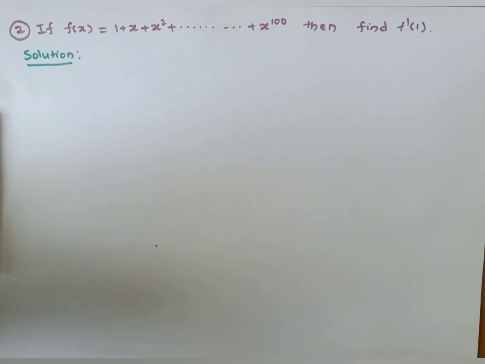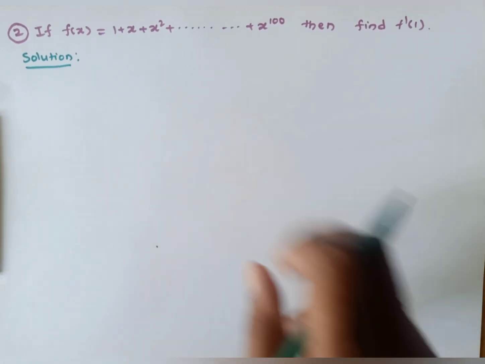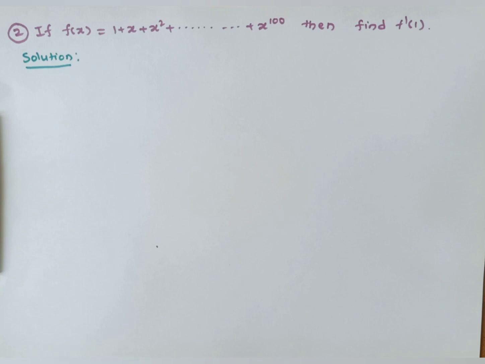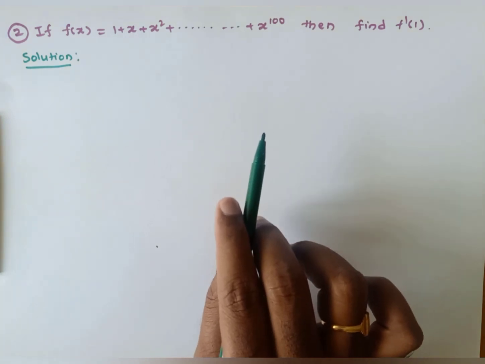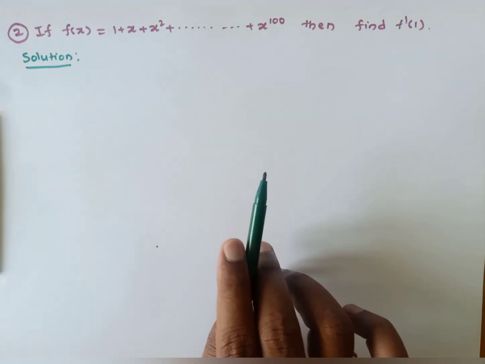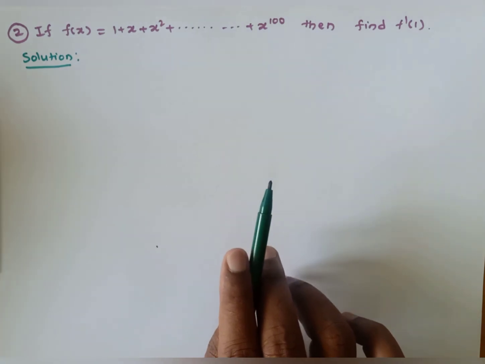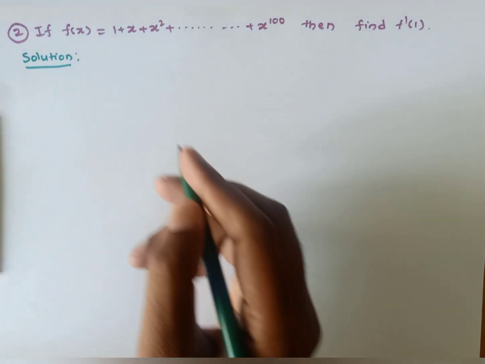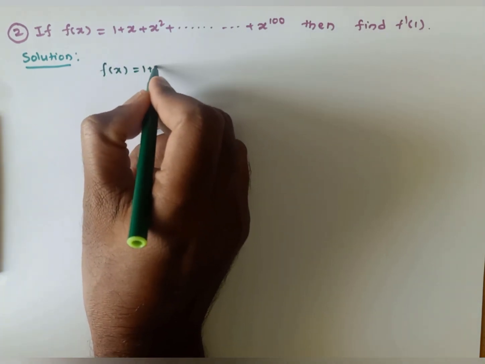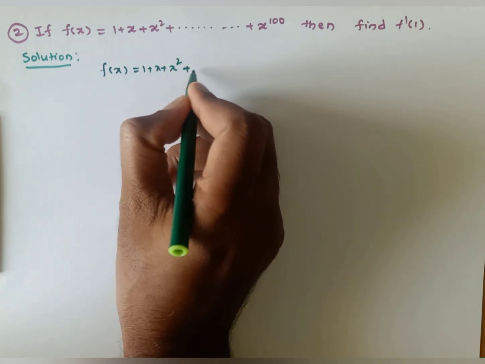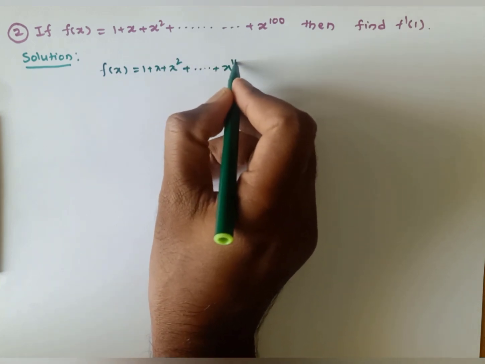So f of x equals 1 plus x square and so on up to x to the power of 100. Then find the derivative of this function at x equals 1, that means f dash of 1. So we need to find it. Here it is 1 plus x square and so on up to x to the power of 100. It represents a polynomial. So every polynomial is differentiable anywhere, right?